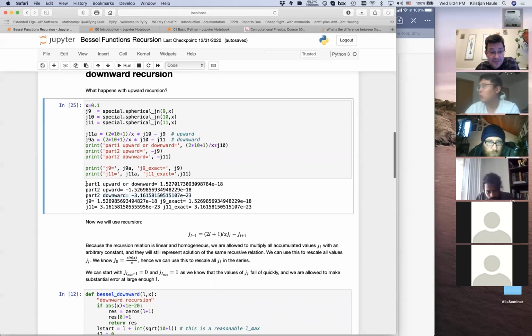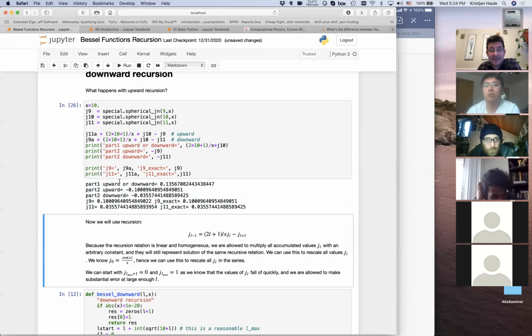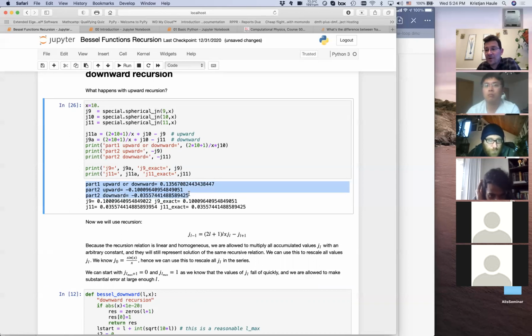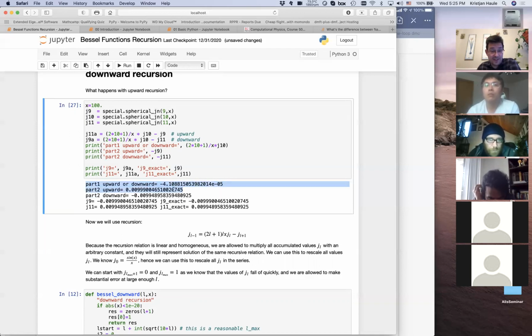So this demonstrates that when x is small, the rule is when x is smaller than L, then upward recursion doesn't work, but downward works pretty well. Now, if I take x to be large, then you will see that it's the other way around. So when x is 10, in this case they both work, because when x is equal to L, both work roughly, because this is the borderline. But if x is very, very large, for example, then upward recursion should be safe, but downward shouldn't be so good. So in this case, upward recursion, you see these two numbers are not close at all.